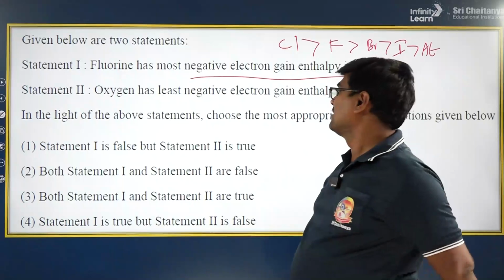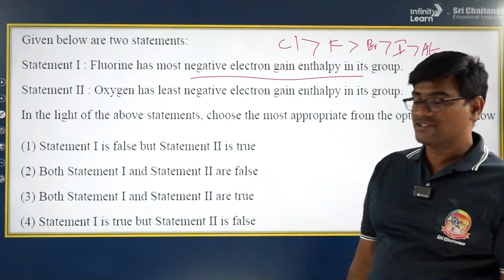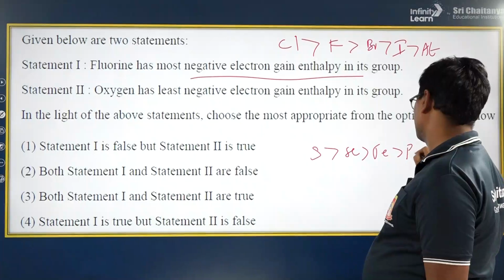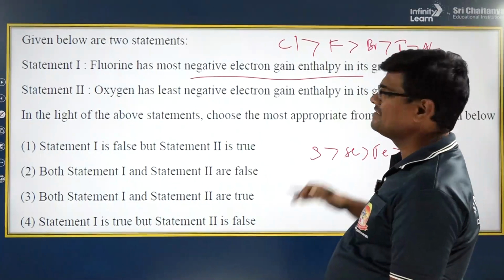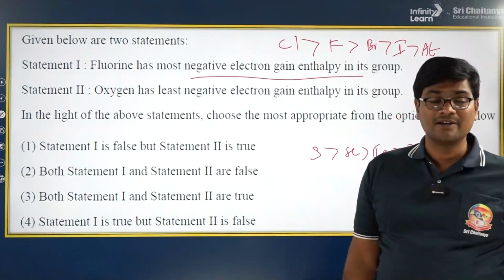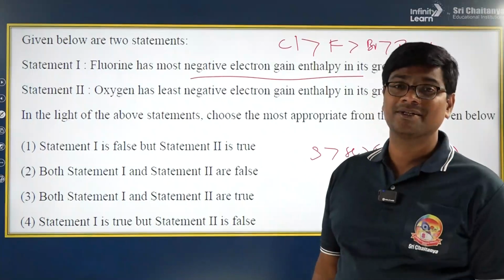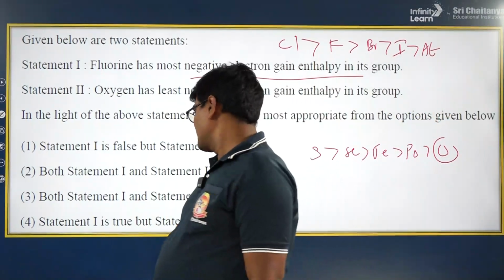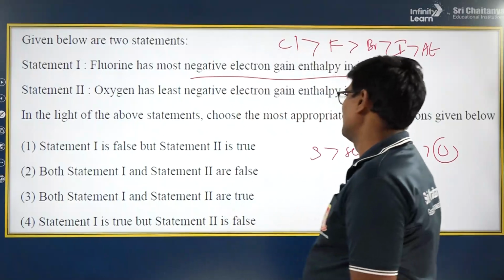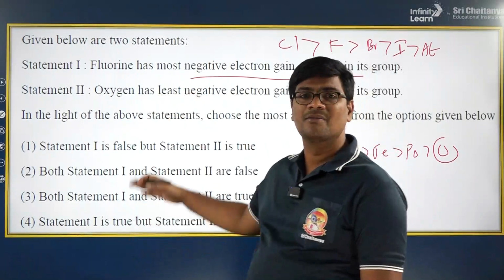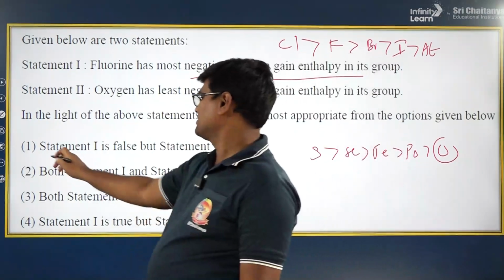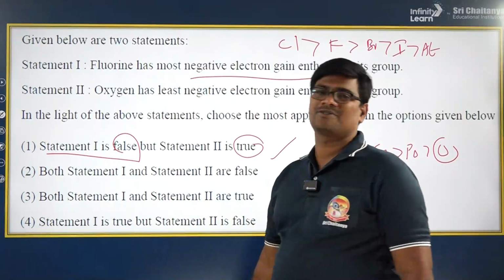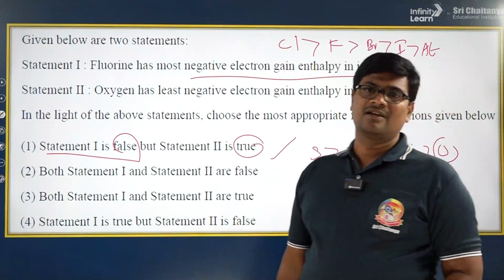Wrong statement. Oxygen has the least, obviously, as we have just seen. Sulfur greater than selenium, greater than tellurium, greater than polonium, greater than oxygen. Oxygen has the least negative value of electron gain enthalpy. So, the first statement is wrong, the second statement is right. Statement 1 is false and statement 2 is true. Here the options are jumbled, so be careful. Option 1 is the correct option.